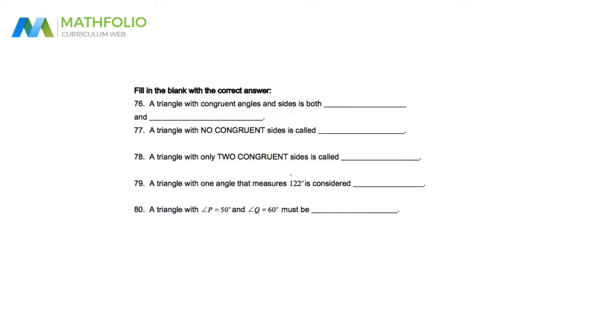Okay, so this is question number 76. Fill in the blanks. A triangle with congruent angles and sides is both blank and blank. Well, we've got a triangle that has congruent angles, so this equals this equals this. Then first of all, they all have to be 60 degrees. And if they also have congruent sides, then this must equal this must equal this. So the first thing that comes to mind is it must be equilateral.